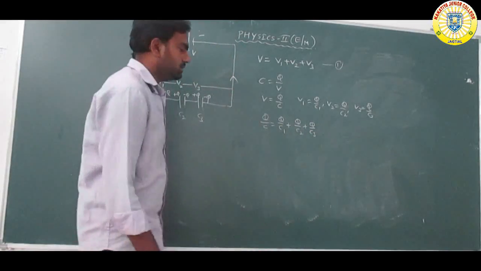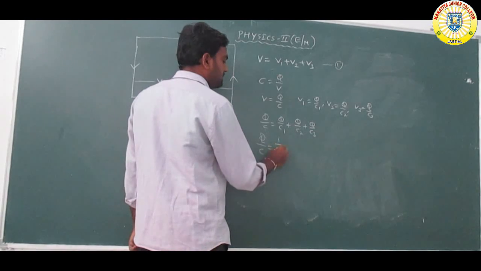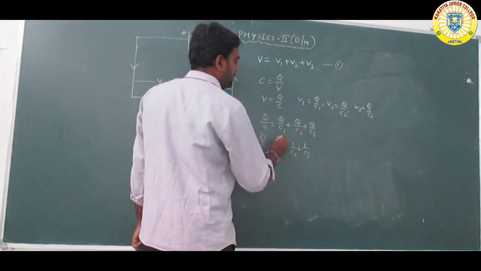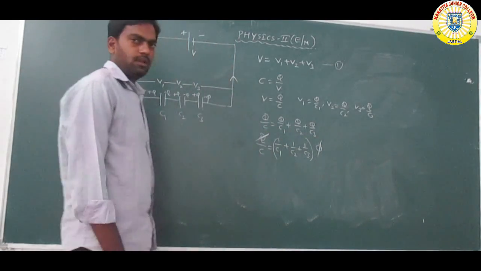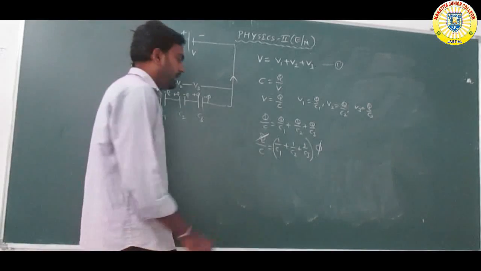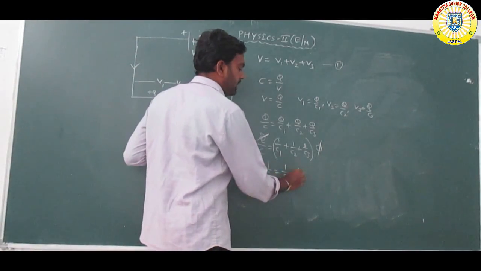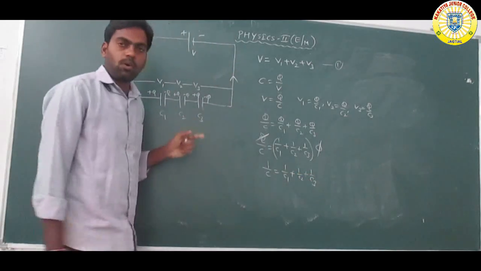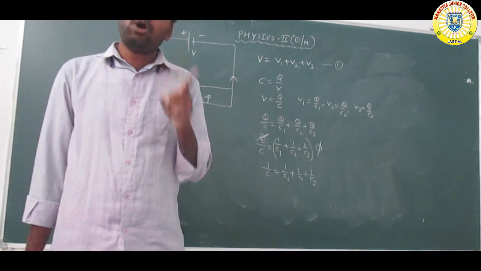Okay. So taking Q common, 1 by C is equal to 1 by C1 plus 1 by C2 plus 1 by C3, into Q. So Q is cancelled, and the remaining equation we get is 1 by C is equal to 1 by C1 plus 1 by C2 plus 1 by C3. This is called the resultant capacitance in series combination.